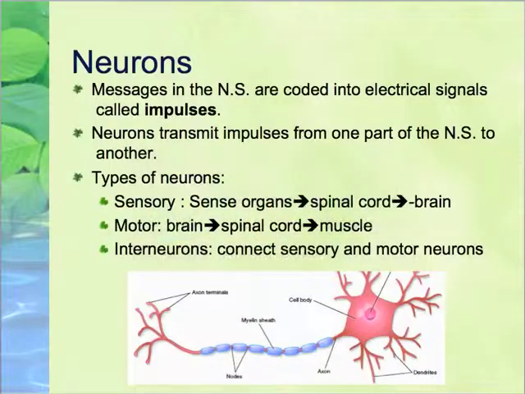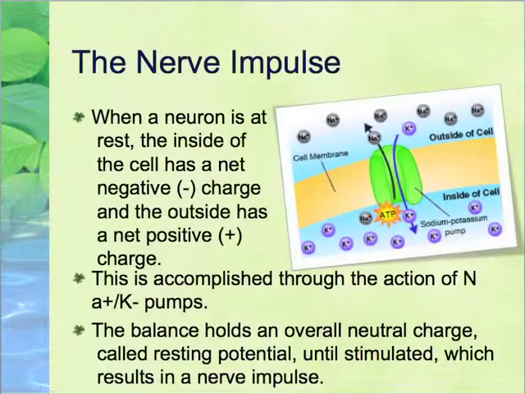Now, motor neurons send a transmission or an impulse from the brain to the spinal cord, out that peripheral nerve to the muscle that we want to move, hence motor or motion. So the brain to the spinal cord to the muscle explains a motor neuron. Now there are some neurons that we refer to as interneurons that connect sensory neurons to motor neurons. So it creates an arc where we perceive information and then our muscles move based on the information that we perceive.